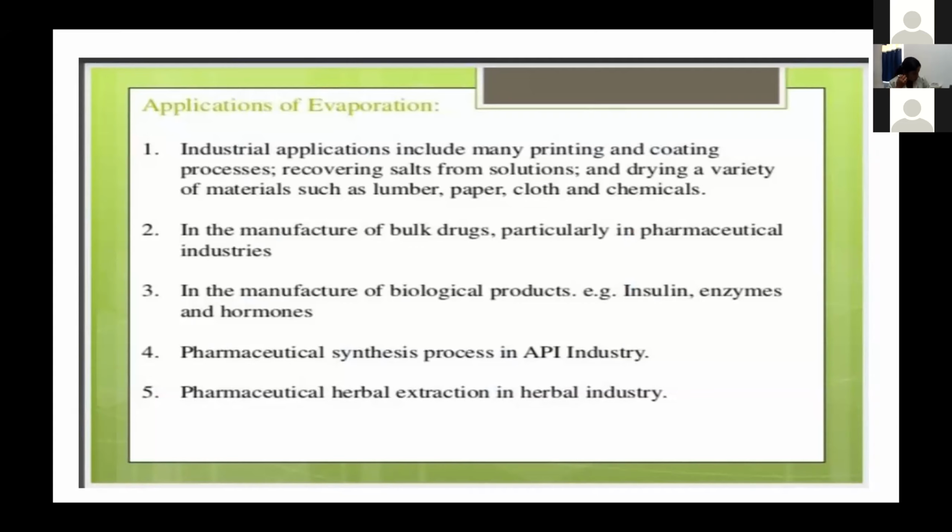Applications of evaporation. Industrial applications include many printing and coating processes, recovering salts from solutions, and drying a variety of materials such as lumber, paper, cloth, and chemicals. In the manufacture of bulk drugs, particularly in pharmaceutical industries. In the manufacture of biological products like insulin, enzymes, and hormones. Pharmaceutical synthesis process in API industry, pharmaceutical herbal extraction in herbal industries. These are the applications of evaporation.